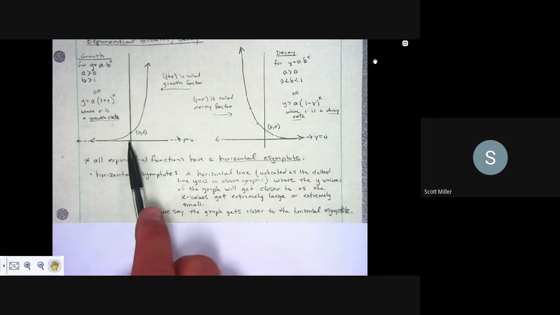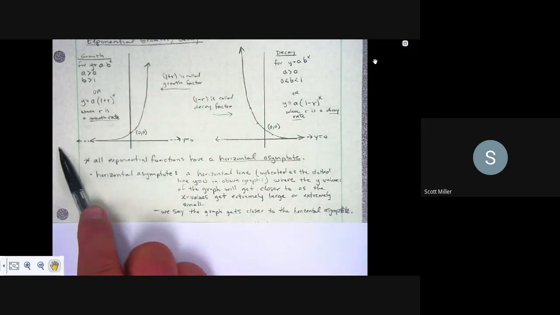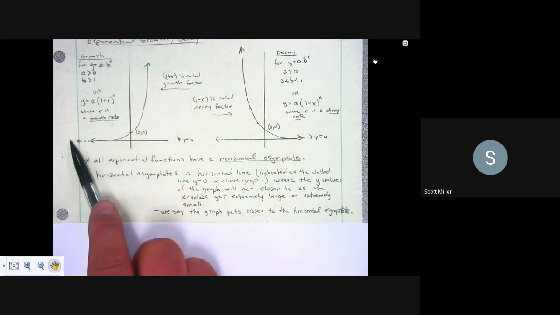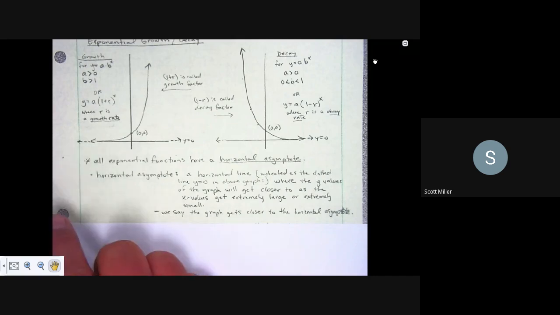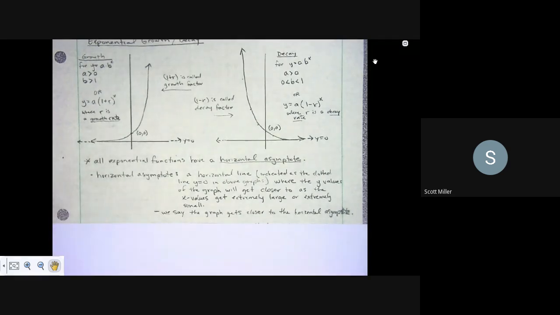In this one, the x values have to get really, really small. So I'm going this direction, so the numbers are getting smaller, and the graph is getting closer and closer to the y equals 0 line in this direction. When the graph gets closer to a horizontal line, the farther out I go, that line is called a horizontal asymptote. Okay? We say the graph gets closer to the horizontal asymptote. That's what we're talking about.